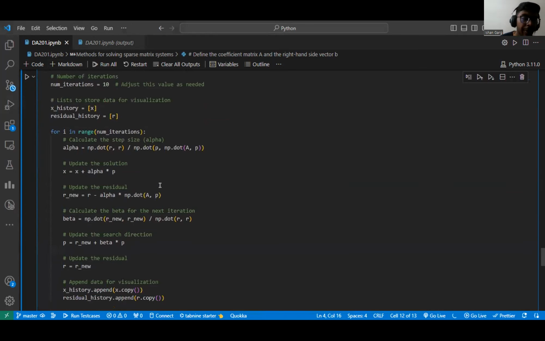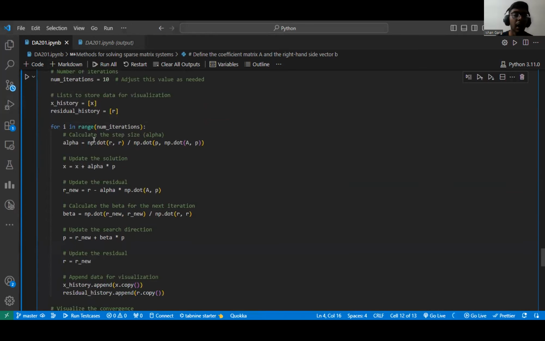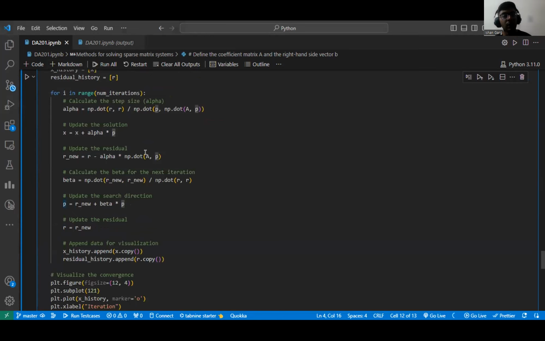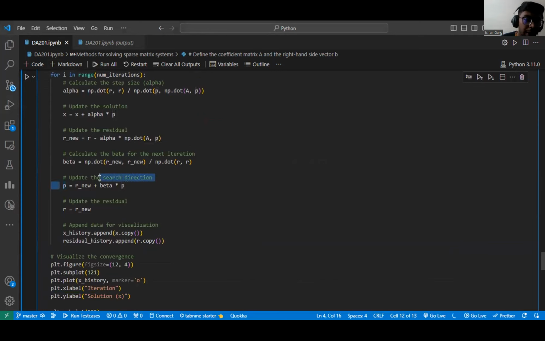Now this loop is our main code. We get our alpha: R transpose R upon P transpose A P. Next we change our X according to alpha, which you can say is our step size, and P is our direction. R new is R minus alpha times A P. Then we define our beta for defining our next P, that is R new plus beta times P.